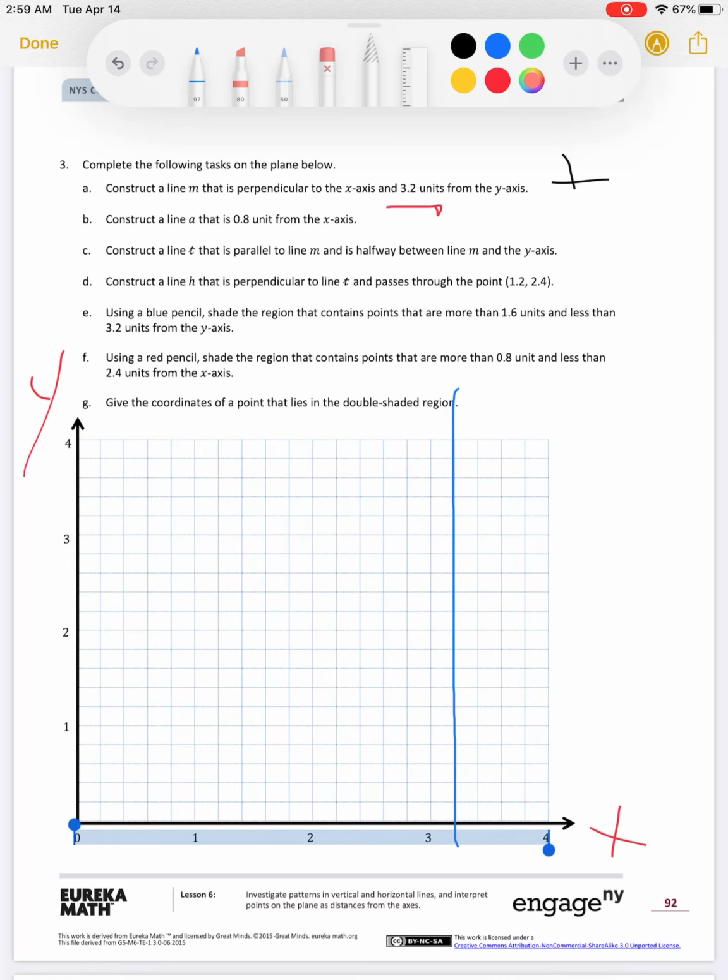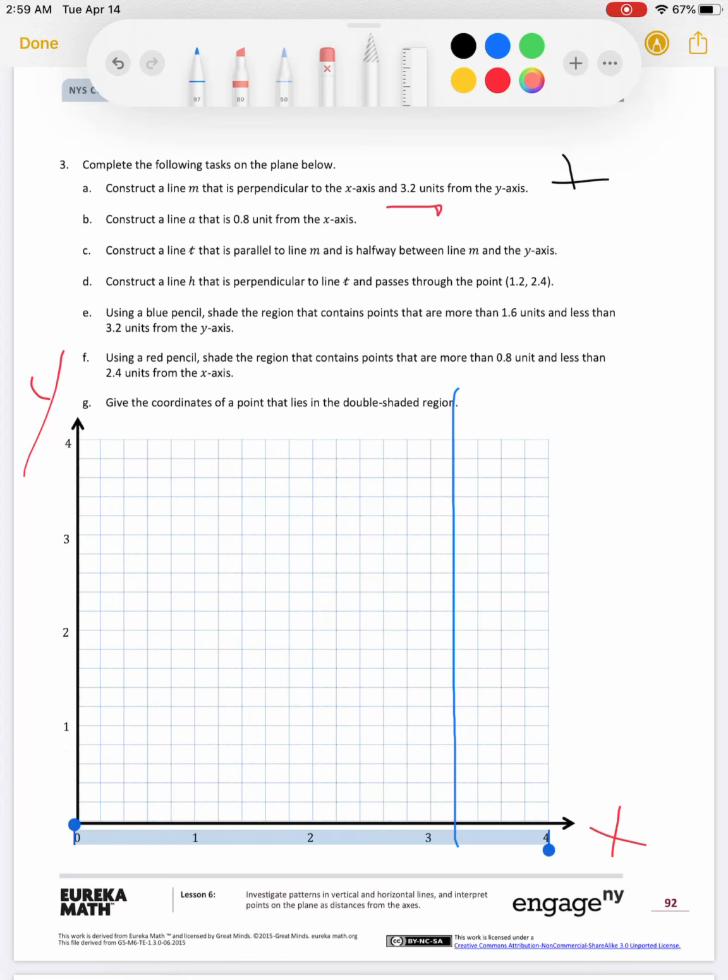All right, where are we at on C? No, B. Construct a line A that is 0.8, 8/10 unit from the x-axis. 0.8 or 8/10 unit from the x-axis. This is our x-axis, and I need to go 0.8 units away from it, which would be 0.8 on the y. We know that each one of these tick marks is worth 0.2, so this is 0.2, 0.4, 0.6, and then this one is 0.8. So I have to construct a line that is 0.8 away from the x-axis.